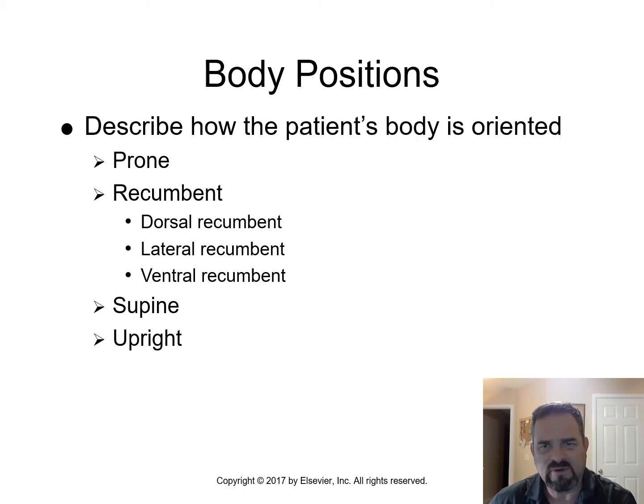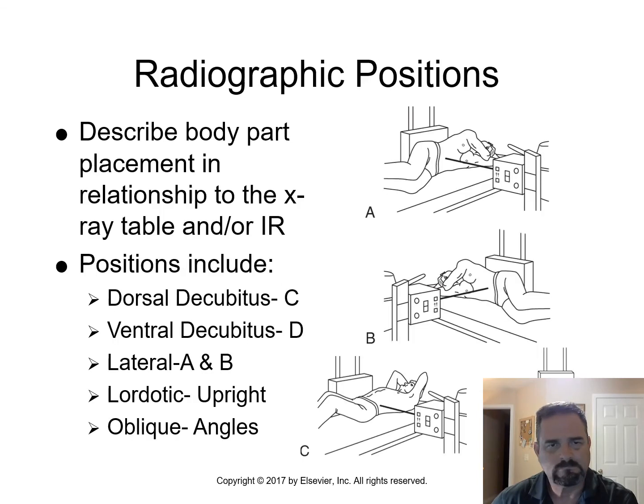So we're describing how the patient's body is oriented. Either they're prone, okay, prone is when they're face down. Recumbent, they're on one of the sides, either dorsal recumbent, lateral recumbent, or ventral recumbent. Supine, the patient is on their back. And then upright, obviously the patient is sitting upright or standing upright, either one.